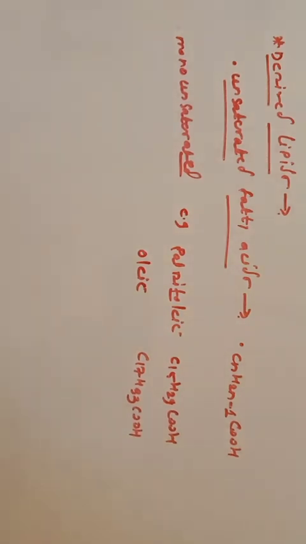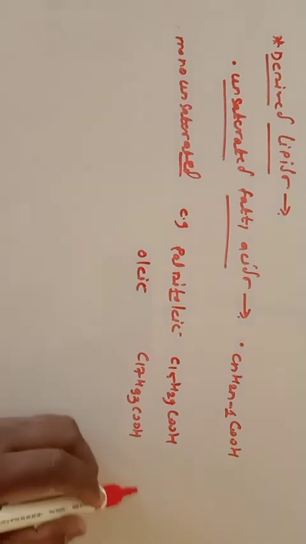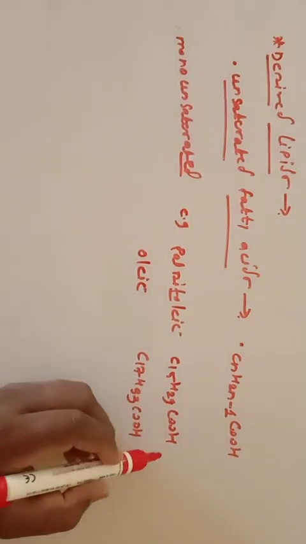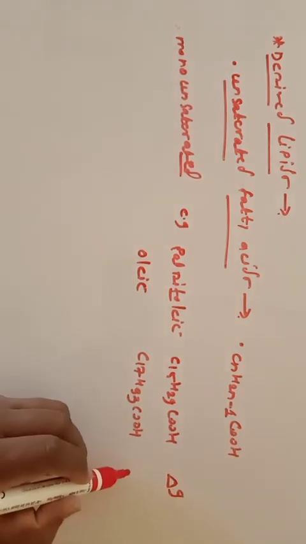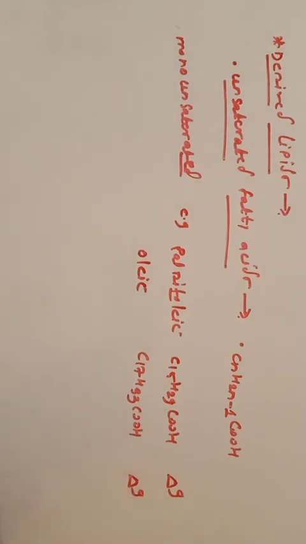If you see the position of the double bond, it is at del 9, and here it is also del 9. So what does it indicate? These are monounsaturated fatty acids, meaning only one double bond in the straight chain, such as palmitoleic and oleic acid. This del 9 indicates there is only one double bond, between carbon number 9 and carbon number 10.